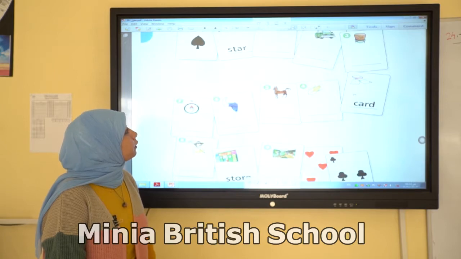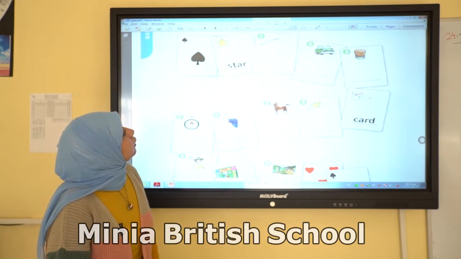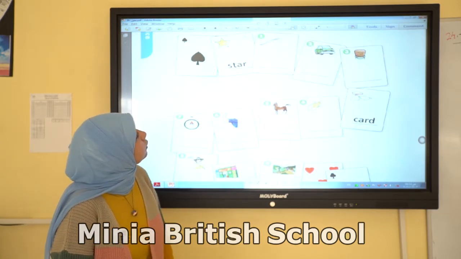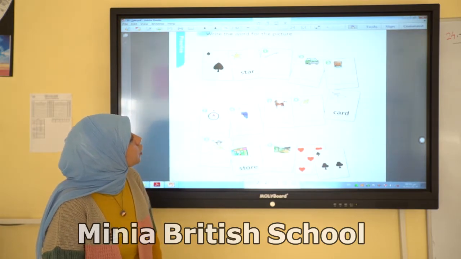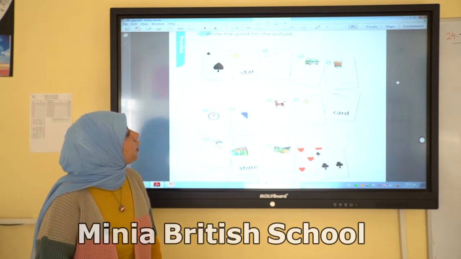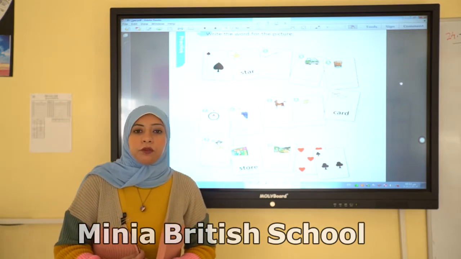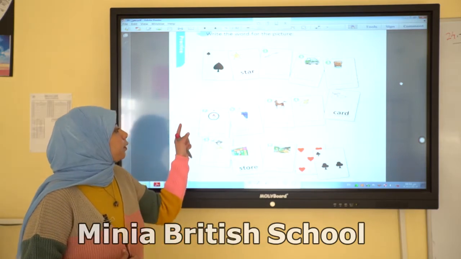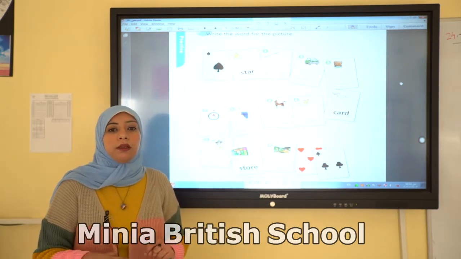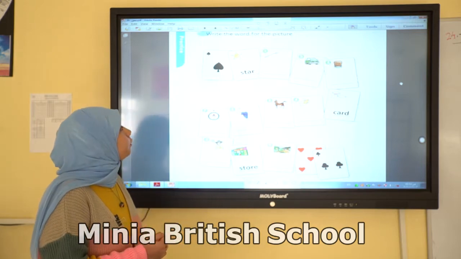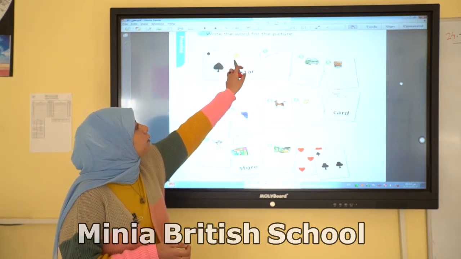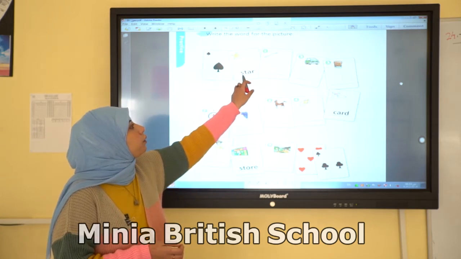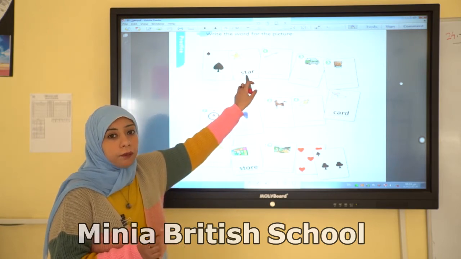So, let's see what we have here. Look carefully. Okay. Here, Kiji. We will write the word for each picture, okay? Again, here we see the picture and we write the word, okay, Kiji? Like the first one is what? What's this? It's a star. So here it's written star, okay, Kiji?